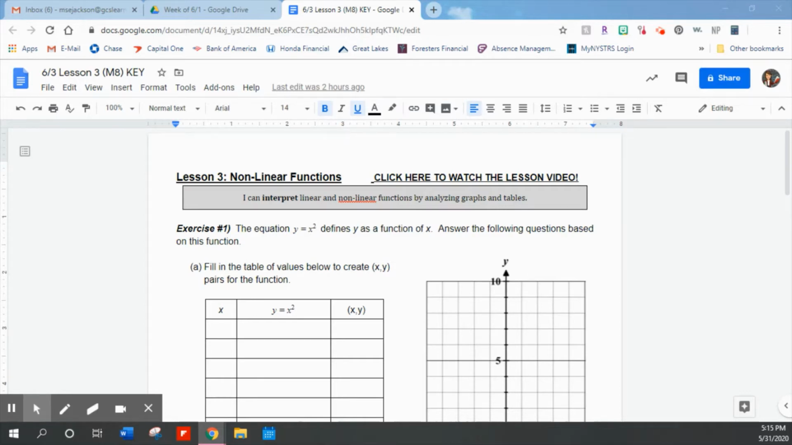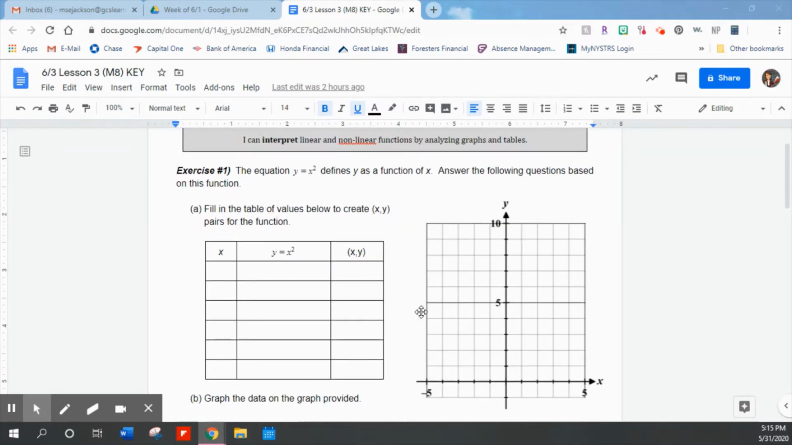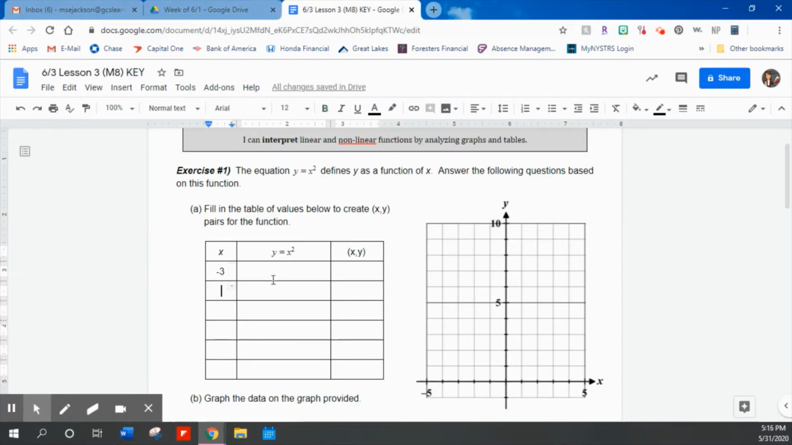So let's take a look at this table. It says fill in the table of values below to create x, y pairs for the function. So I'm going to give you a starting point. Let's start with -3. Jump around a little bit. We're going to go to -2, then 0, 1, 2, 3. So we want to use this function to plug in these x values.